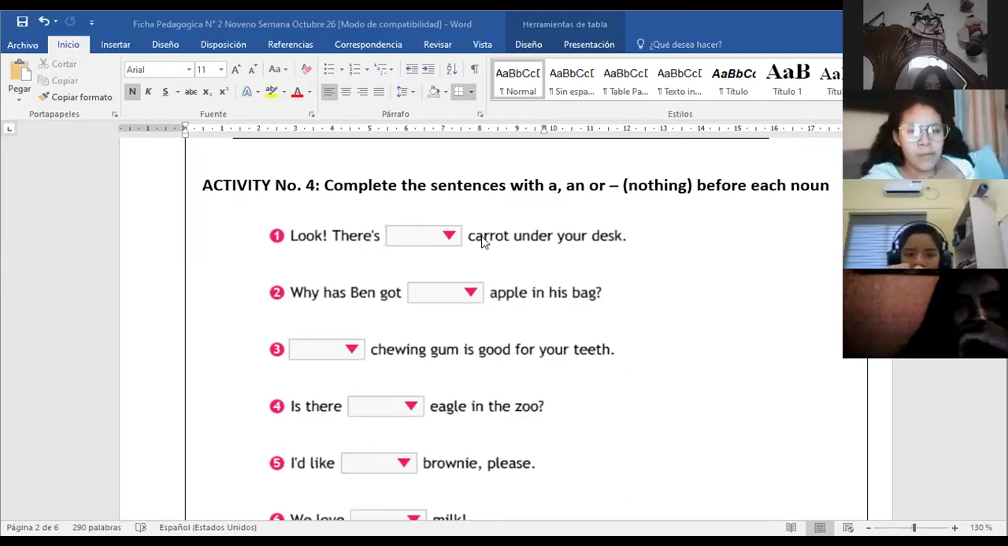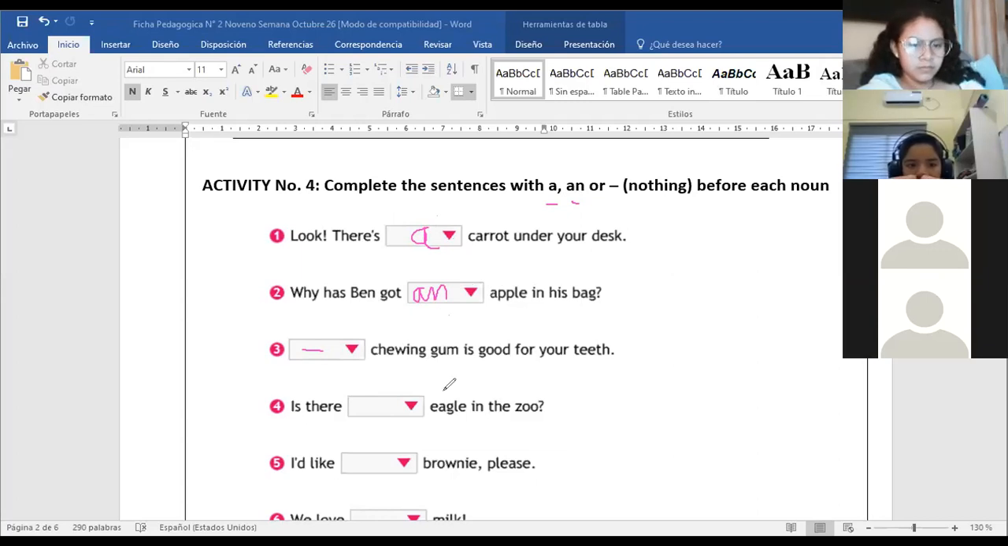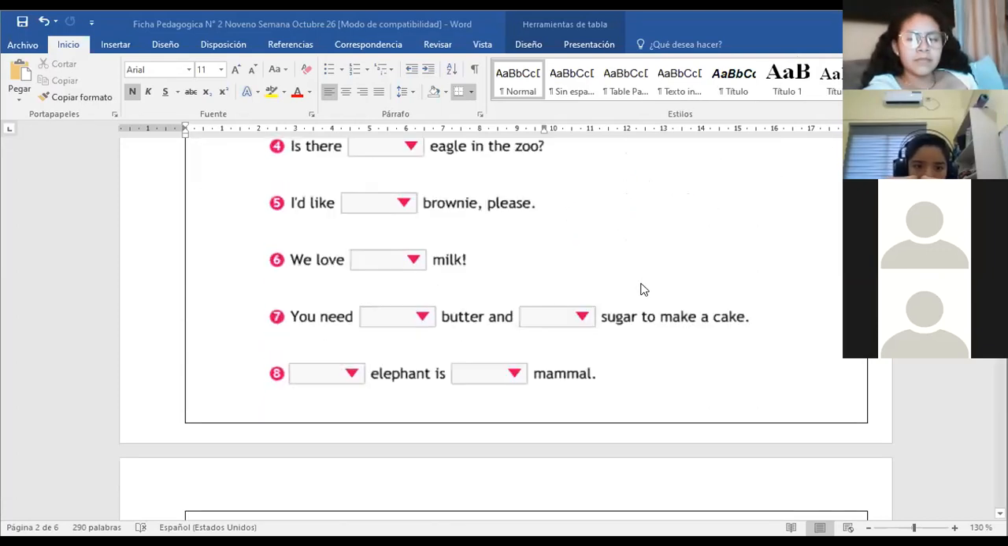For example, look, there's carrot. What do you put in carrot? A carrot. Yeah. Apple. An apple, exactly. A chewing gum? Chewing gum is uncountable, remember. Nothing. With nothing, you put the slash, a hyphen. Okay, let's continue with the last exercise, guys, because we're gonna finish.